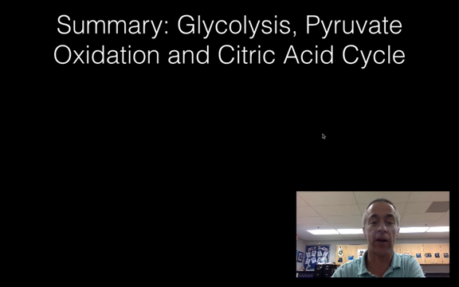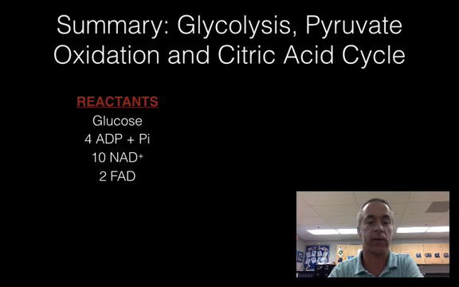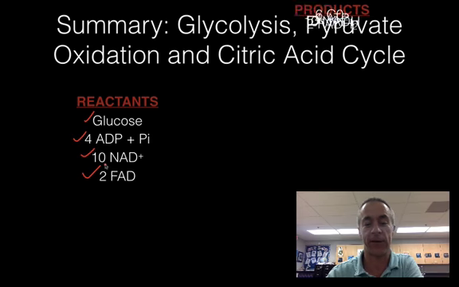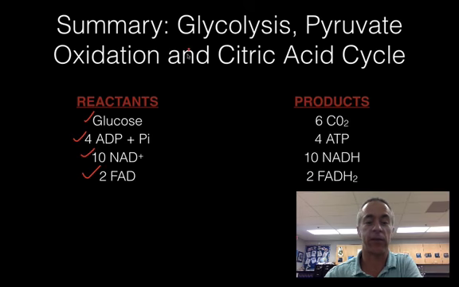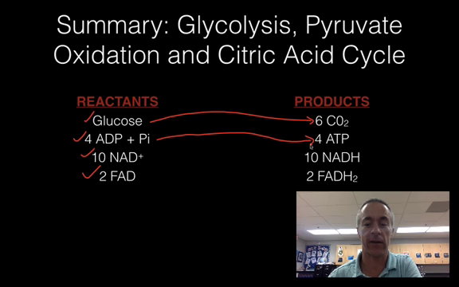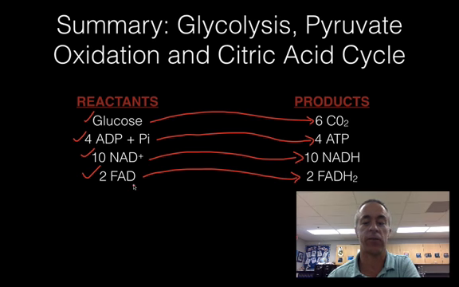Now, I know we've gone kind of quickly, so let's summarize everything up to this point, and that's where we're going to end for today. So, in our cells, we start with glucose. We also require ADP, NAD+, and FAD. At the end of this process, what we end up with is CO2, which comes directly from our glucose, ATP, which comes directly from our ADP and inorganic phosphate, NADH comes from the NAD+, and the FADH2 comes from the FAD.